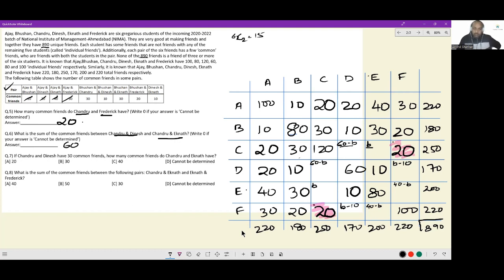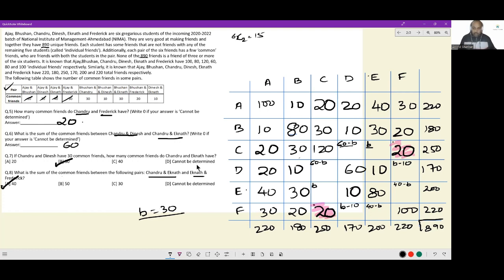Last, if Chandru and Dinesh have 30 common friends, so they're saying 60 minus B is 30, which means B is equal to 30. How many common friends do Chandru and Eknath have? They have 30 common friends. Done. What is the sum of common friends between the following pair? Chandru and Eknath and Frederick. Chandru and Eknath have B friends, and Eknath and Frederick have 40 minus B friends. So summation will be 40, or option A will be the answer.